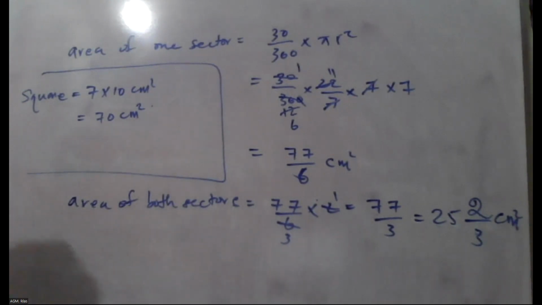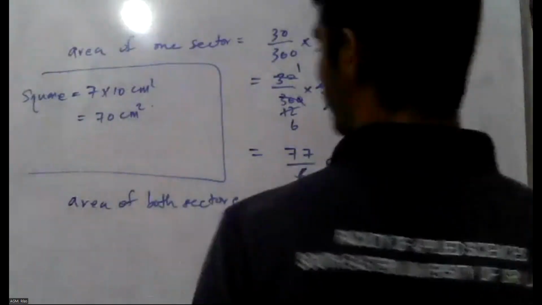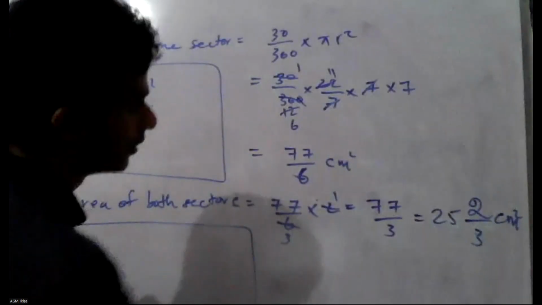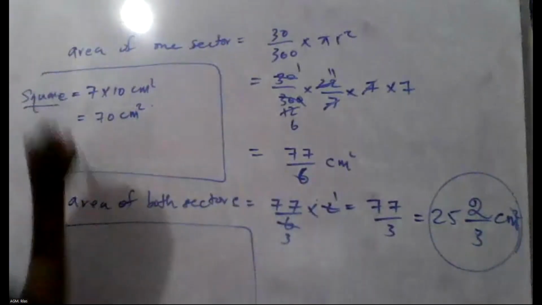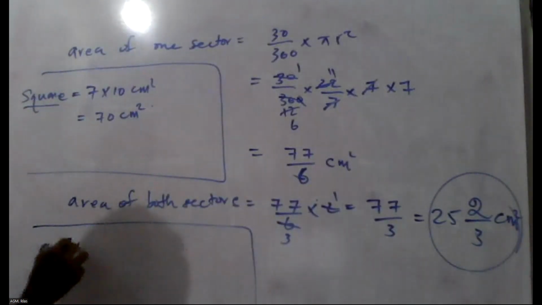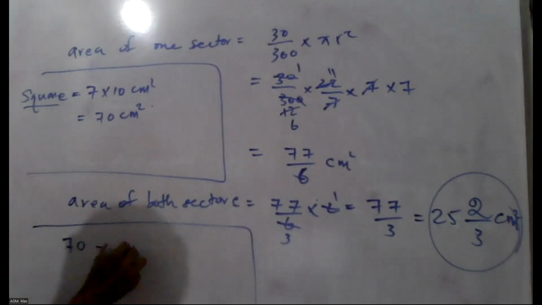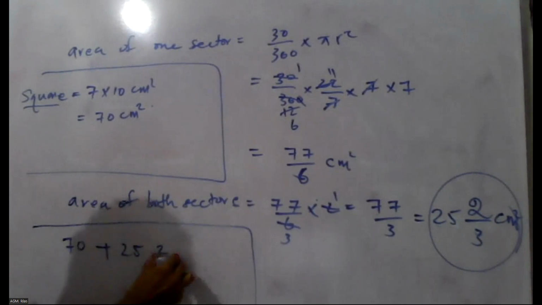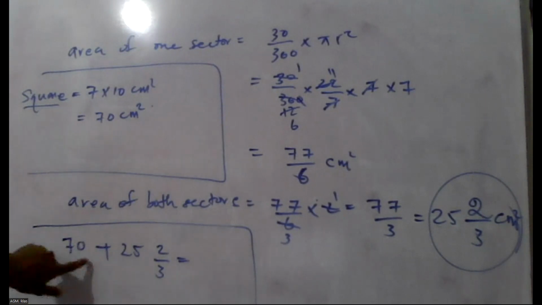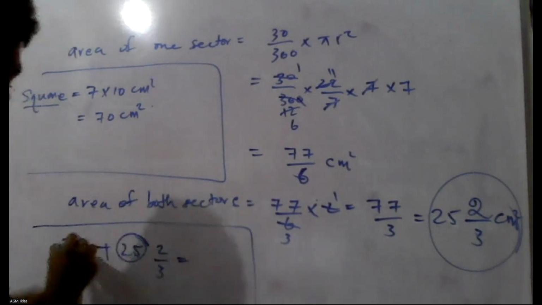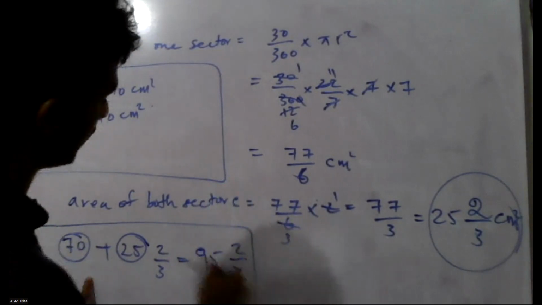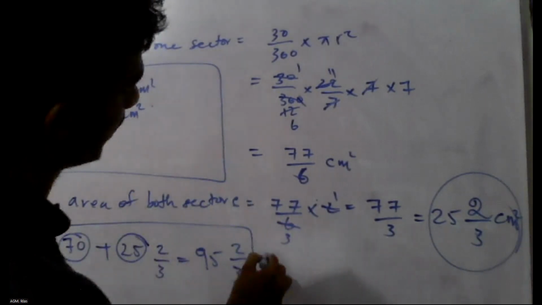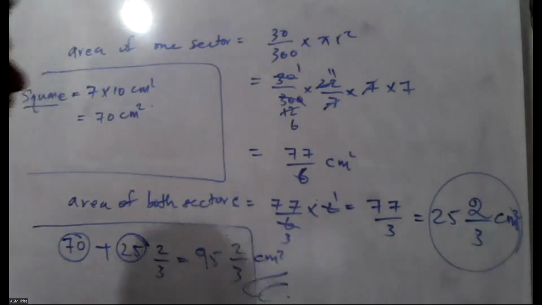Now again, we need to find the area of the compound object, that is both sectors plus this rectangle. So that is 70 plus 25 and 2 by 3. Here we can separately add these numbers, and that is 95 and 2 by 3 centimeters square. That's all.